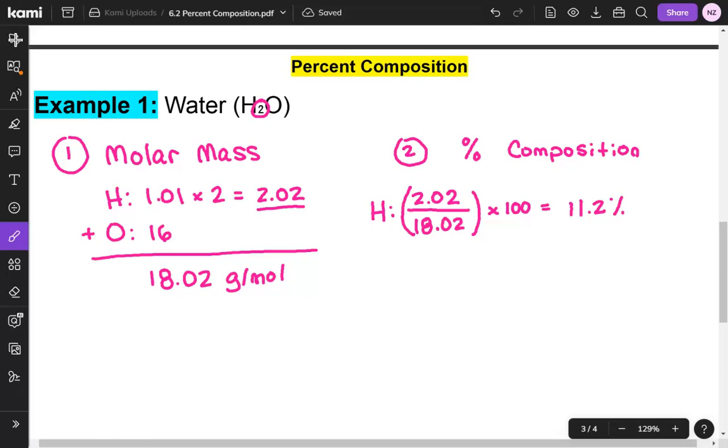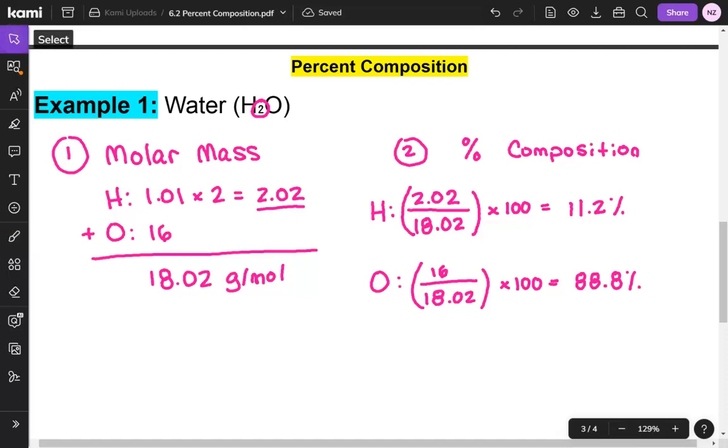We're going to do the same thing now for oxygen. So oxygen is 16 grams, and I divide that by the molar mass, which is 18.02. And I'm going to multiply that by 100 to get me 88.8%. And that's it. So for percent composition, we basically just break down every single element that's in a compound and report out what percent of the total compound is that element. And we do it by mass.